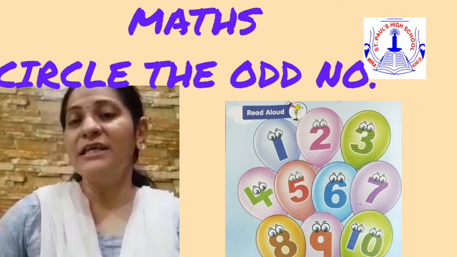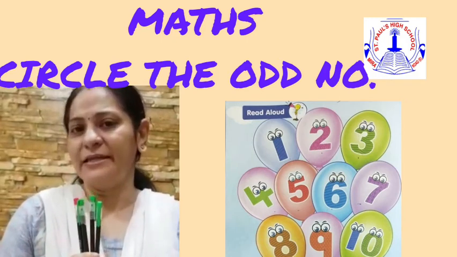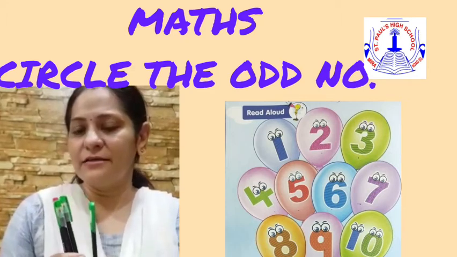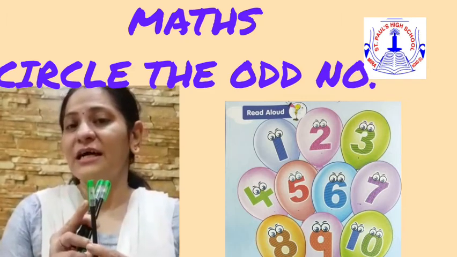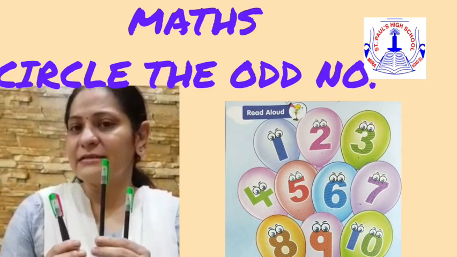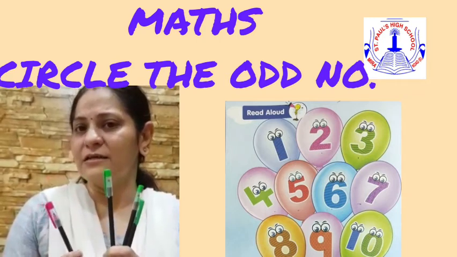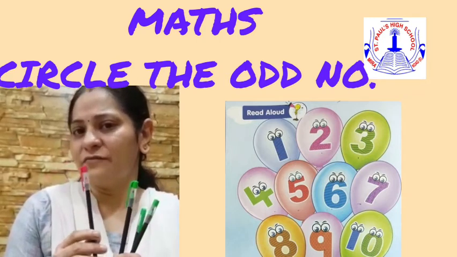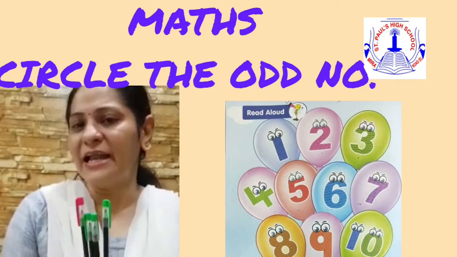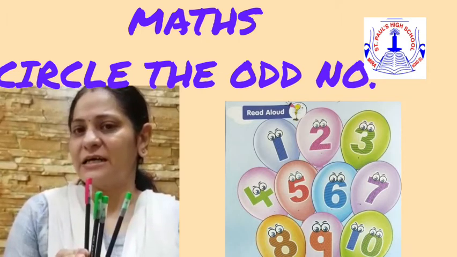Like, what is this? Which object is this? This is a pen. Very good. There are four pens. Correct? So, what is the color of the pen? Green color. This is green color. But what is the color of this pen? Pink color. So children, come on, tell me. Which is the odd one? Pink color is the odd one.